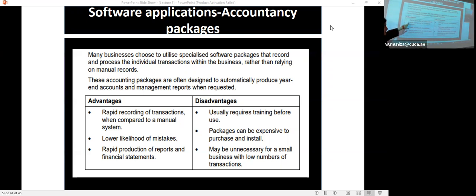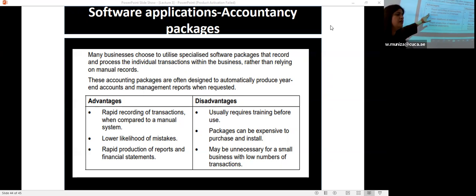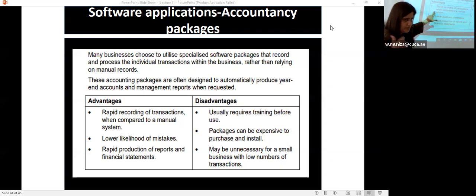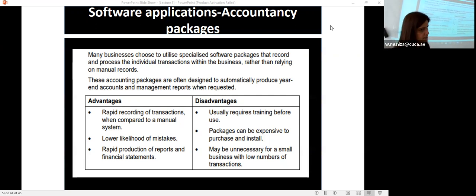Rapid recording of transactions when compared to the manual system. Manually, whenever the work is done, it will be slow in speed. With the help of these accountancy packages, the speed will be higher. Lower likelihood of mistakes. Obviously, with the help of IT, the mistakes will be lesser. Rapid production of reports and financial statements. Rapidly, without any extra effort, without any number crunching, the financial statements will be produced ultimately in the form of reports.